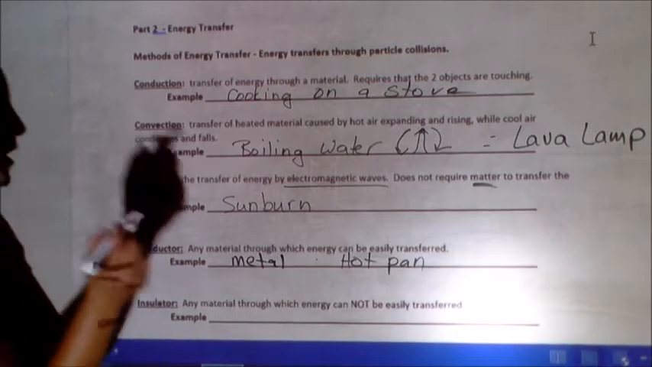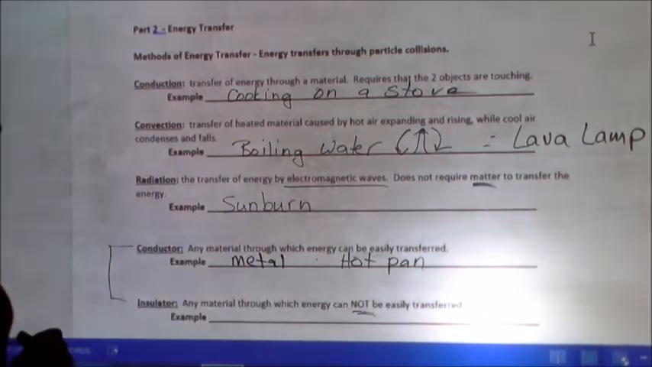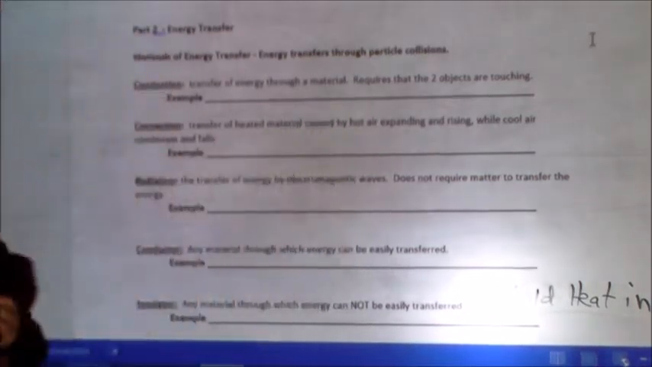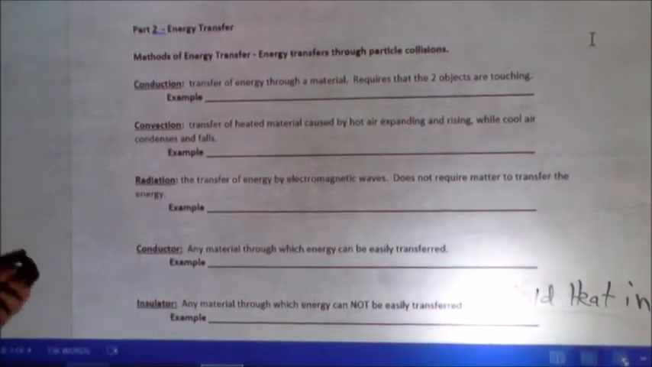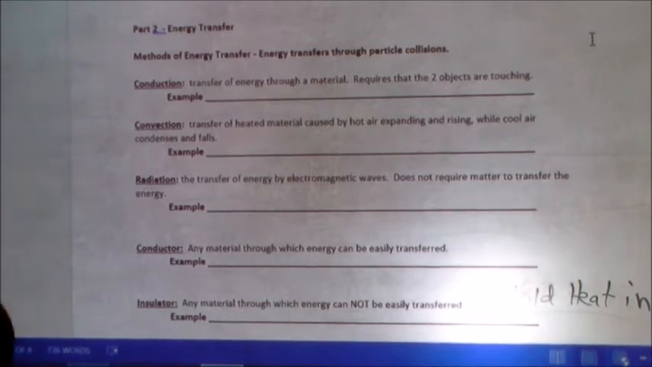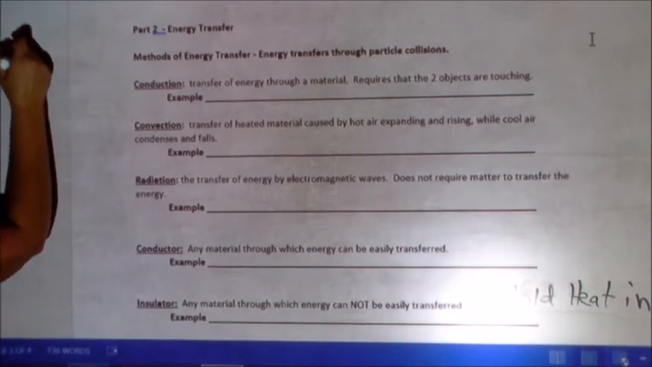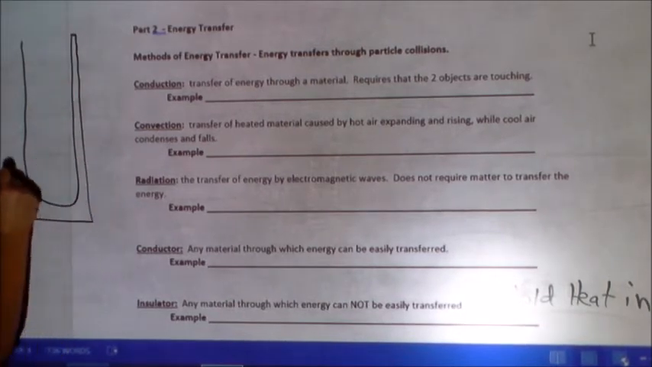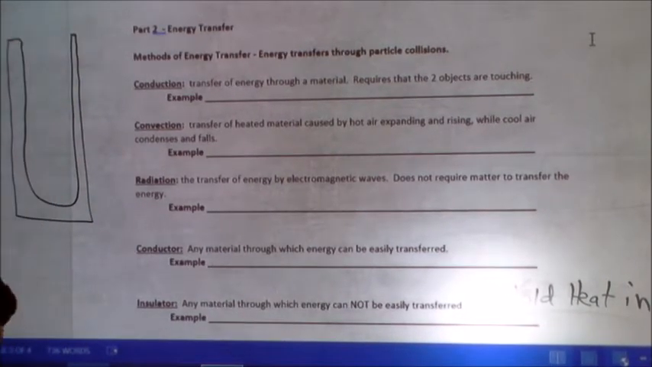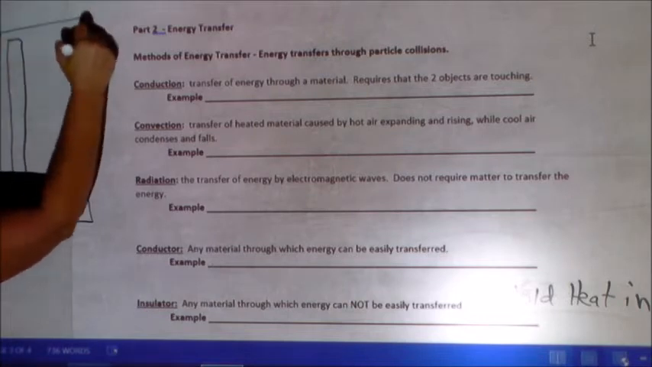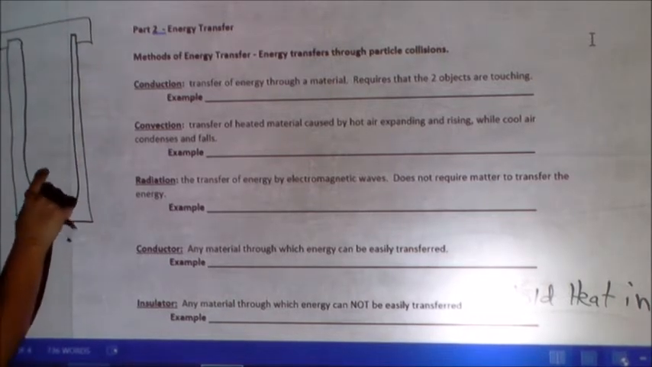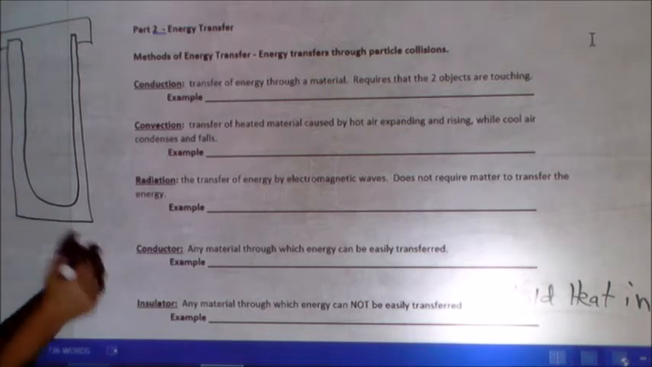Insulators are where energy cannot be easily transferred. That's how thermoses work. If you look at a thermos, if you were to take this thermos and cut it in half, you would see that it has the inside portion, and then there's your outside portion. Okay, and then you put the lid on here, and that's where you drink from. But when your liquids are in here, this space acts as an insulator.